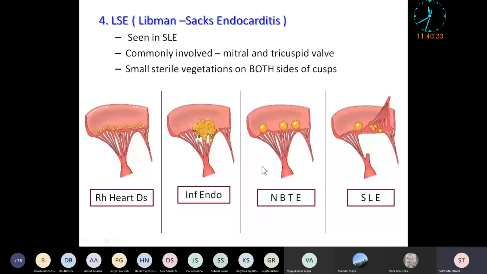Next is the non-bacterial thrombotic endocarditis, where the vegetations are there, but they are smaller in size and they don't contain any organism. Next is the vegetation which is present in case of autoimmune conditions like SLE, which is known as Libman-Sacks endocarditis, where the vegetations are sterile, smaller in size, and present on both sides of the cusp. Like this side, and on both sides it is present.